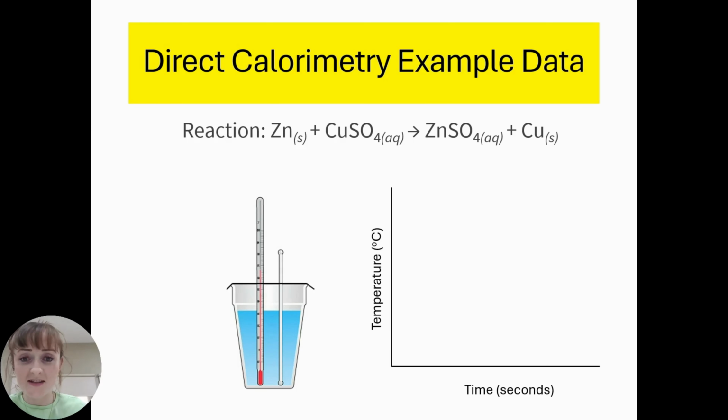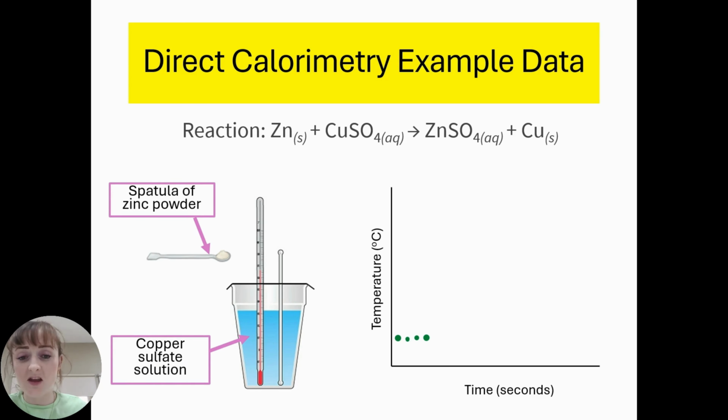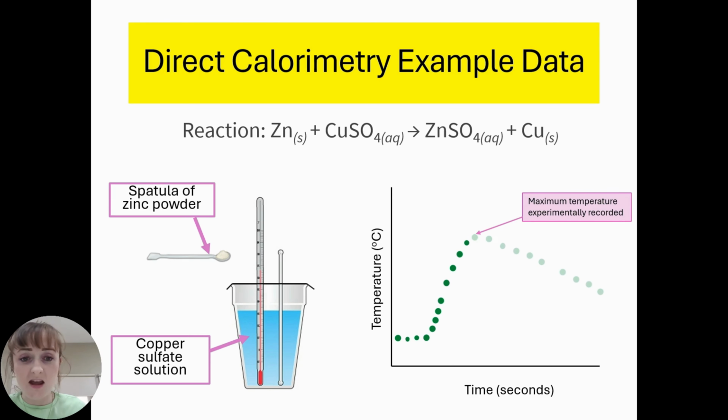At the beginning, in your polystyrene cup, all you have is the copper sulfate solution, and that means that the temperature of this solution is going to be quite constant. Once you add the zinc powder, you'll see that the temperature will start to increase. It will reach a maximum temperature that you will record experimentally, and then you will see that the temperature will start to decrease. Why does the temperature start to decrease? This is probably because the reaction has now gone to completion and no more heat is being produced. This means more heat is being lost than is being produced by the reaction. Hence, we get a temperature decrease.